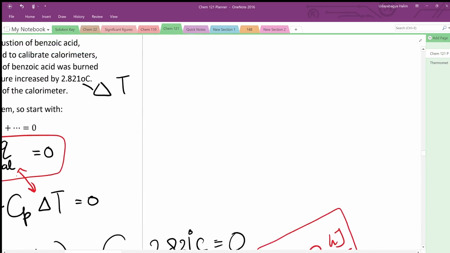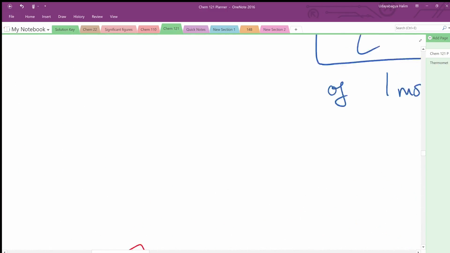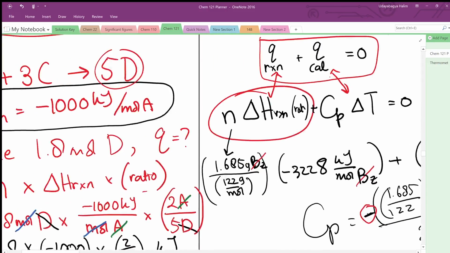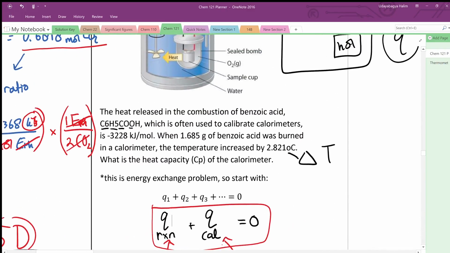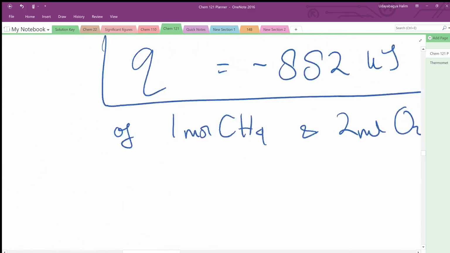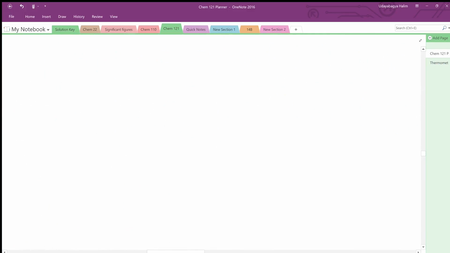So why don't we do one more question? Yeah, it's released per 1 mole of benzoic acid. So let's do another example.